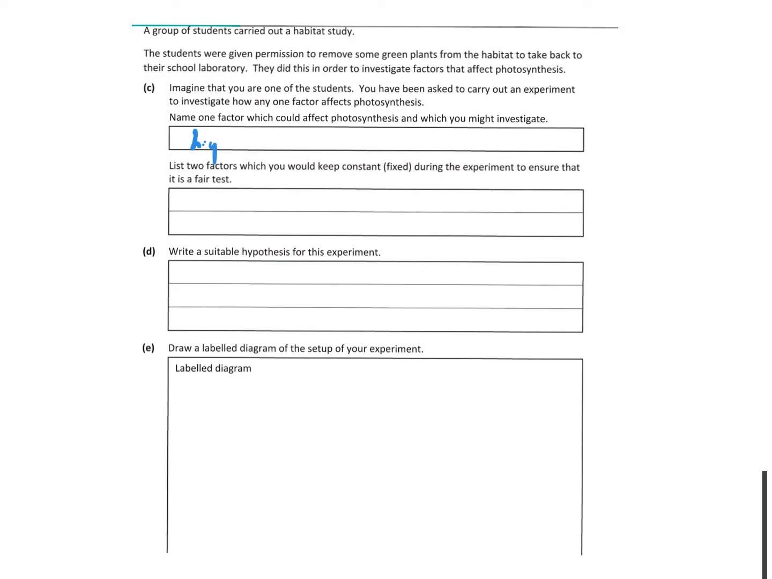So the one we're going to look at here is light intensity, but there is scope there to do carbon dioxide concentration as well, but I'm going to focus on light intensity. List two factors which you will keep constant or fixed during the experiment to ensure that it is a fair test. So we're going to make sure that the water is at the same temperature. And we're also going to make sure that the water volume is the same. So make sure the plant has the same amount of water. Okay, you could keep the carbon dioxide levels the exact same as well, because we're not going to change those.